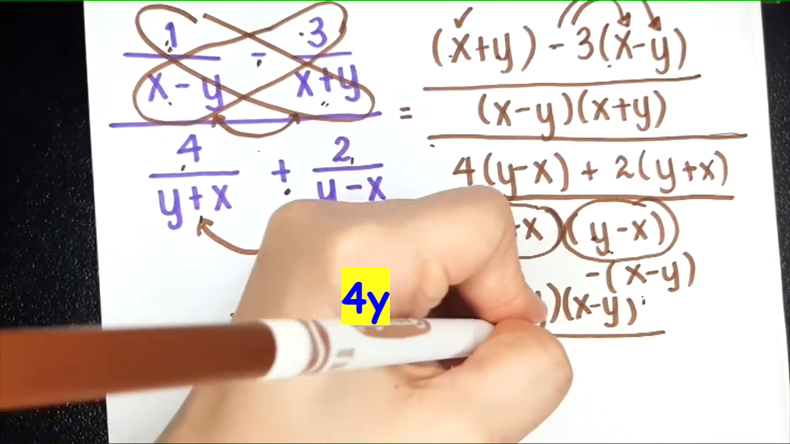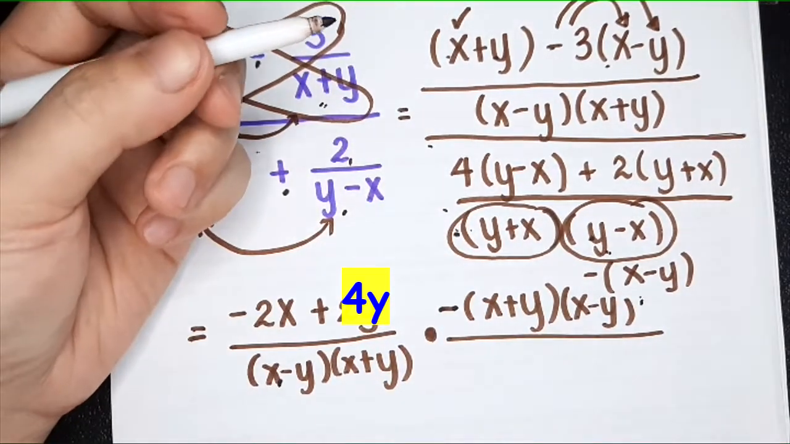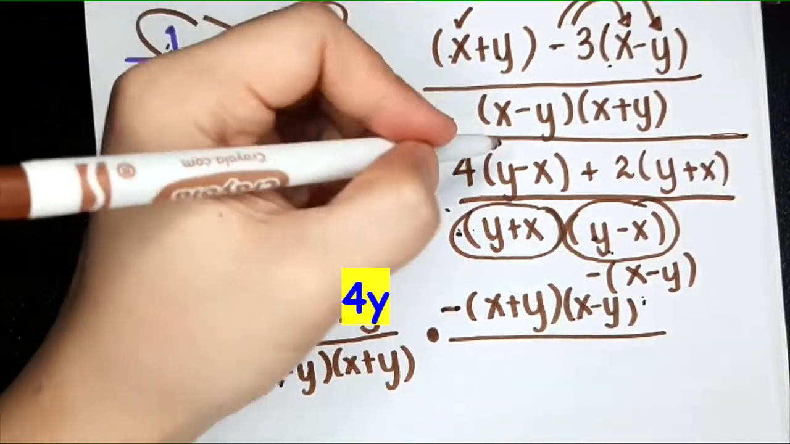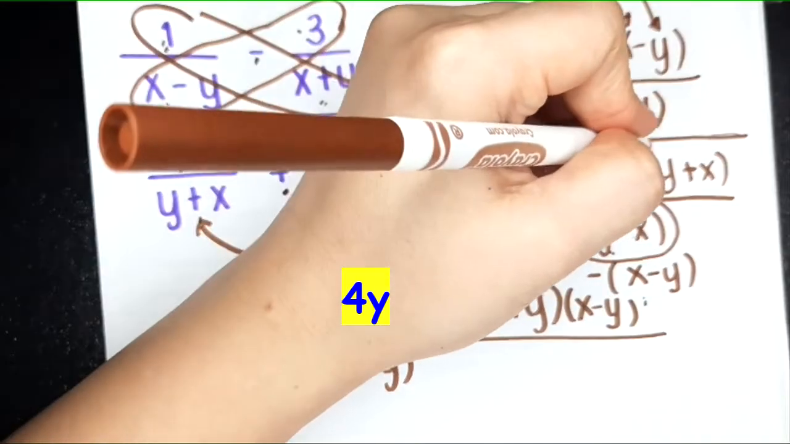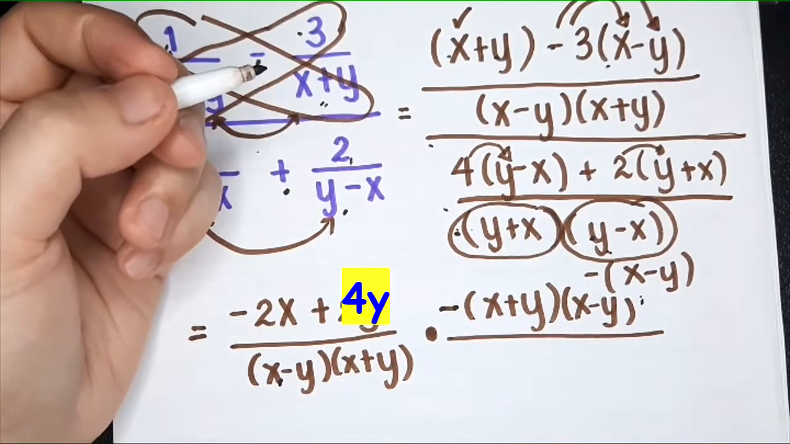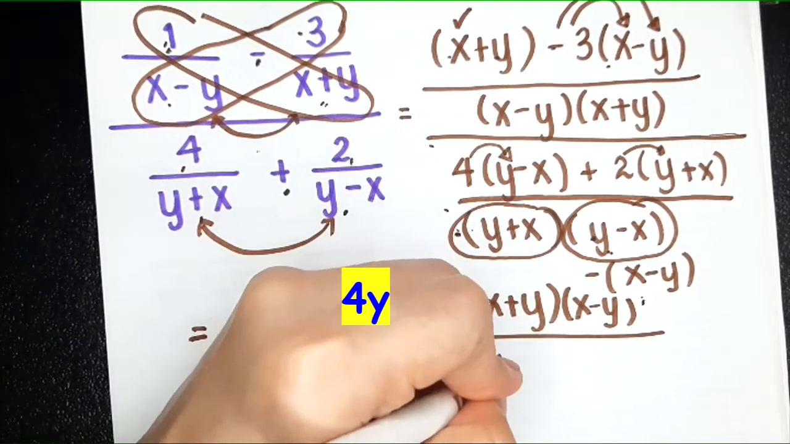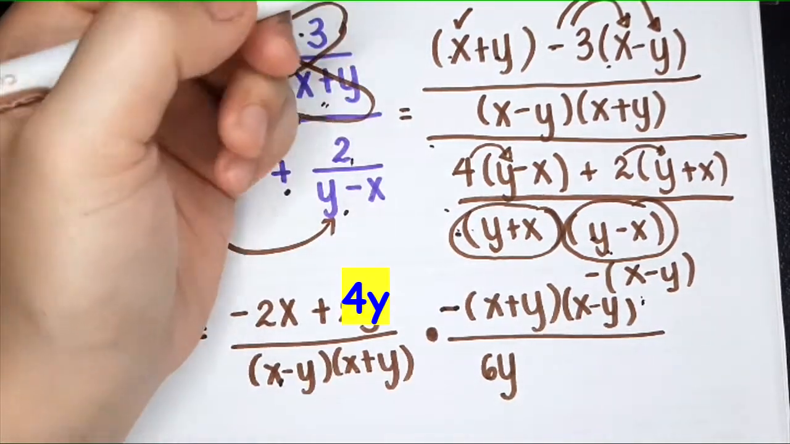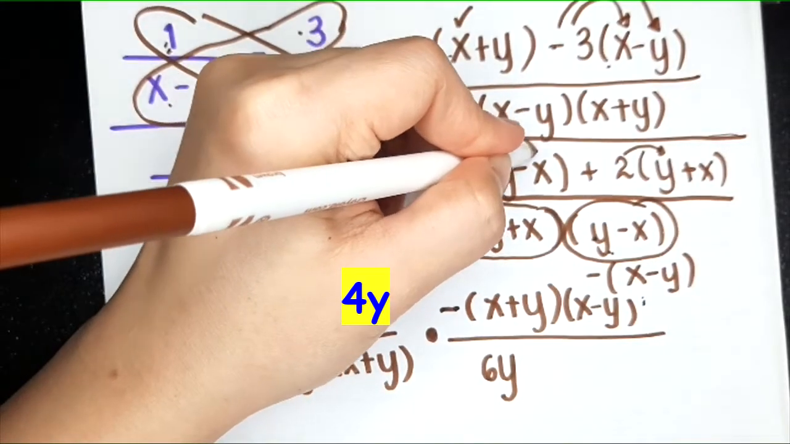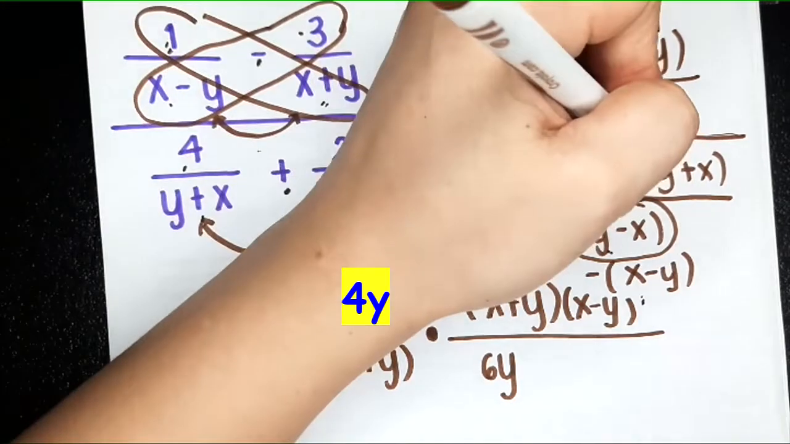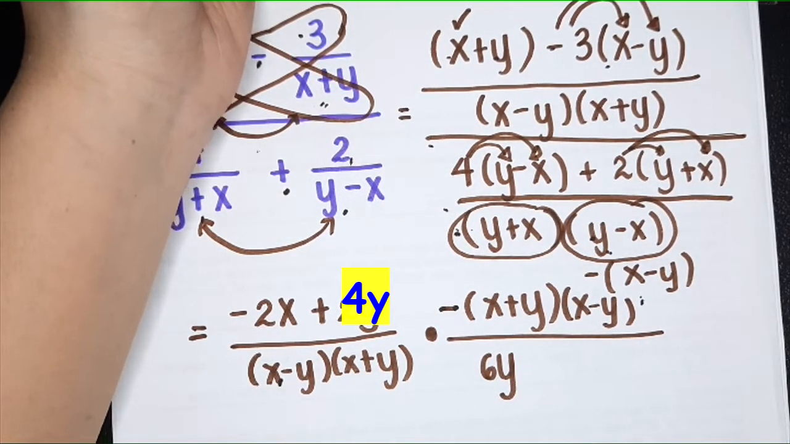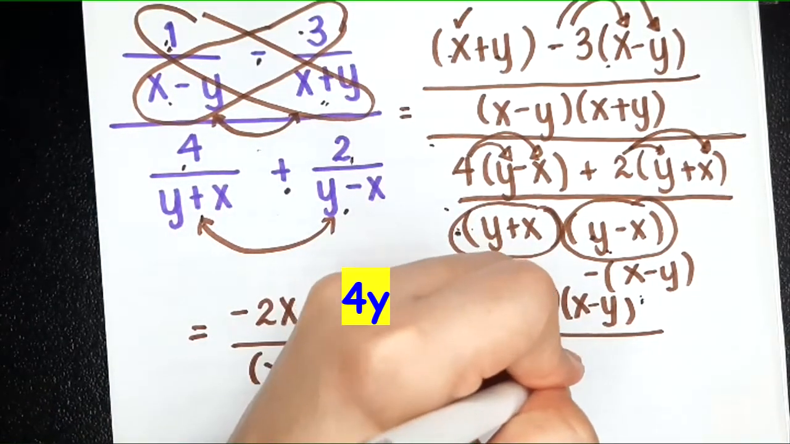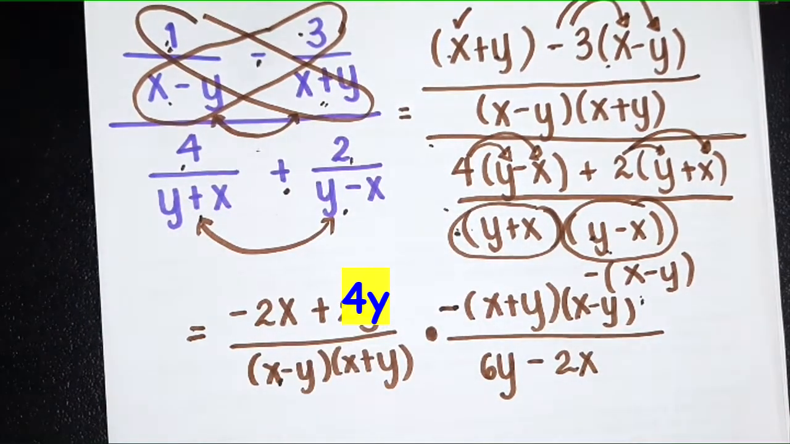Alright? And then, what about the denominator? Here, let's simplify. You have 4y plus 2y. So, what do you get? You'll get 6y. Right? What about for x? You have negative 4x plus 2x. What do you get? Minus 2x. Okay? And then we try to simplify.